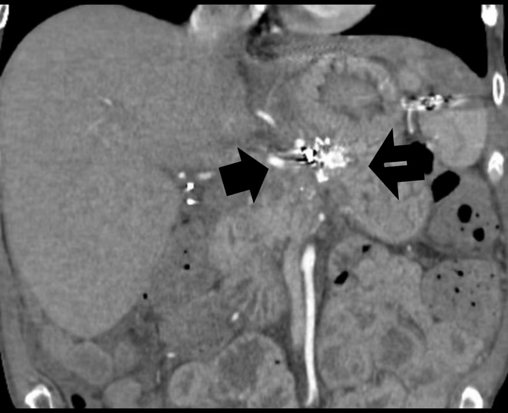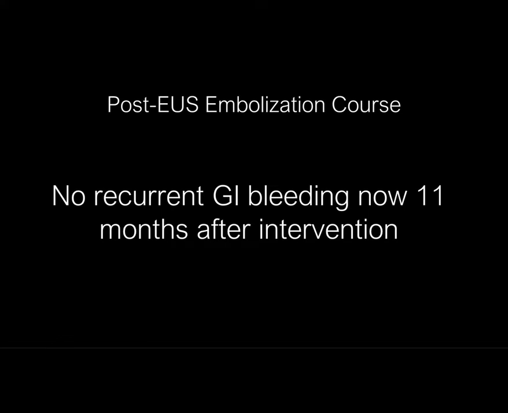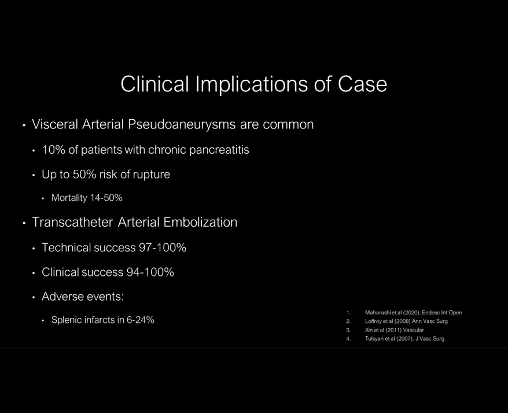A 1-month CT angiography showed resolution of the pseudoaneurysm. Following the successful embolization, the patient no longer required any transfusions and has had no recurrence of GI bleeding for 11 months. Visceral arterial pseudoaneurysms are common sequelae of chronic pancreatitis with up to 50% risk of rupture and a non-negligible mortality.